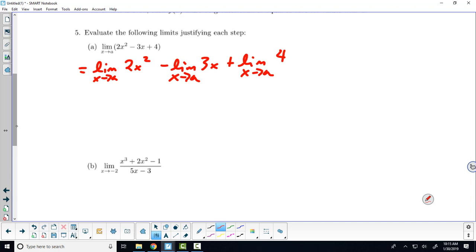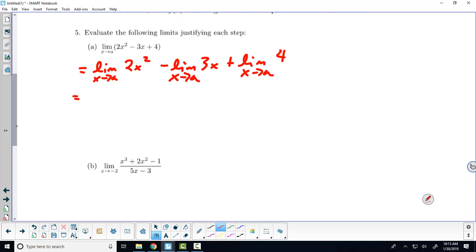Okay, questions so far? So let's keep going. Notice here I've got a constant times the x squared function. Everyone see that? We're taking the limit of a constant times the x squared function. What did we say about constants? We said that constants factor out of limits.